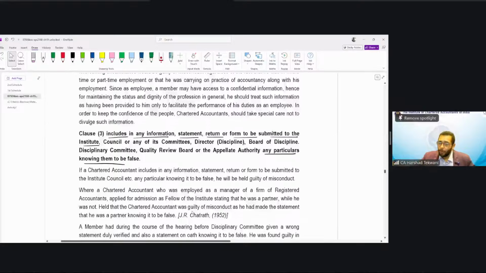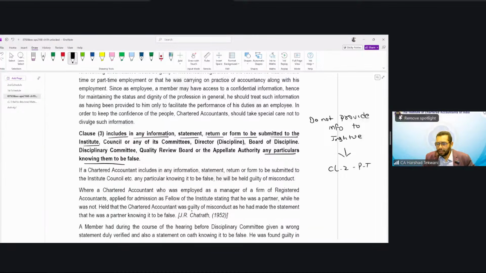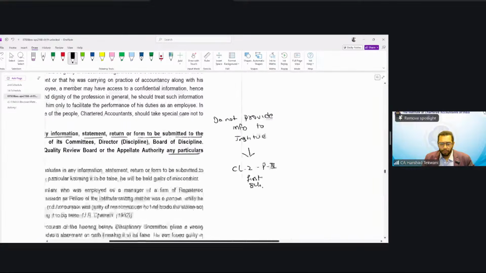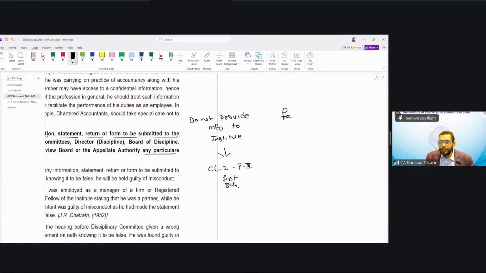Understand that if you do not provide information, then Clause 2. So do not provide info to institute, then it will be Clause 2, Part 3, first schedule. Okay, simple. If you provide false information, then, or false information to the institute.